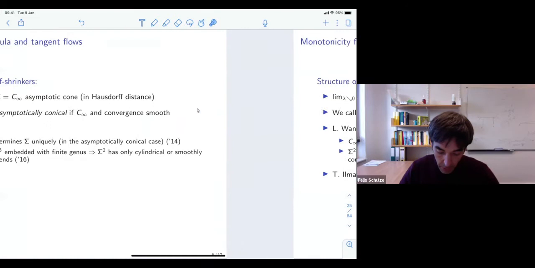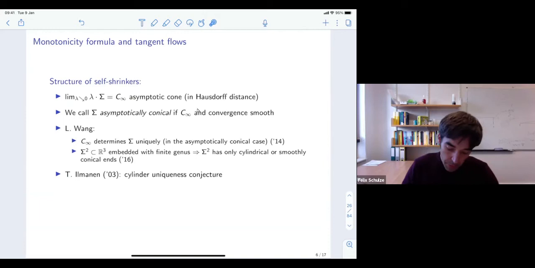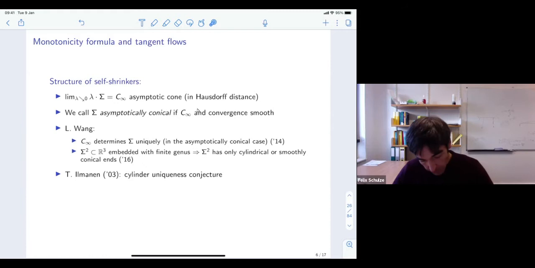There's an old conjecture by Tom, which extends this uniqueness result of Lu Wang in the asymptotically conical case to the cylinder case. It says that if you have an asymptotically cylindrical end, then the whole shrinker has to be the cylinder. There's nothing else. It's not an easy question. I think many people have tried. So it's still open.